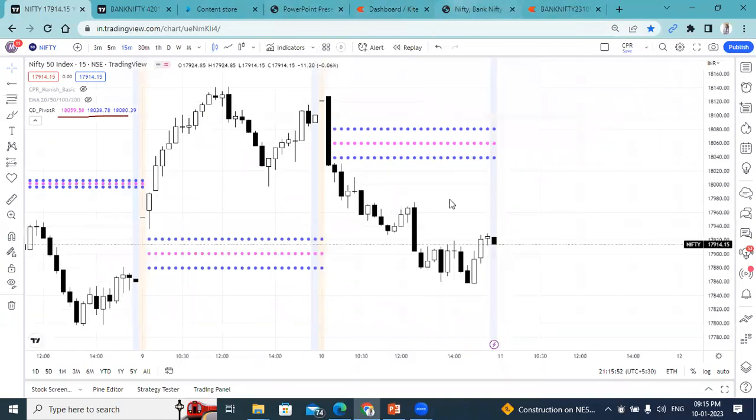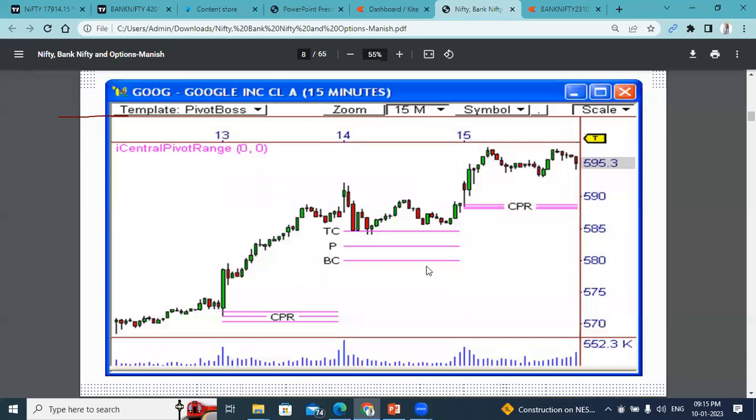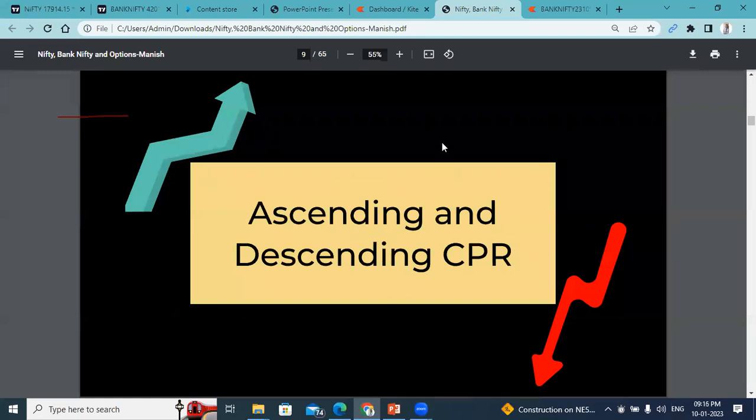Now this was a simple introduction. What is CPR? An important point to remember, guys, CPR works like support and resistance. Now we will move to the important concept of CPR: ascending and descending CPR. From ascending and descending CPR, we can find out the bias, whether price has a bullish bias or a bearish bias. ये हम ascending descending CPR से पता कर सकते हैं.